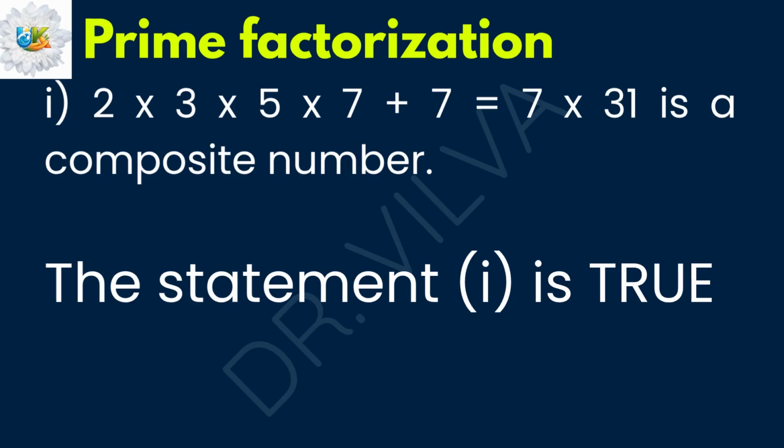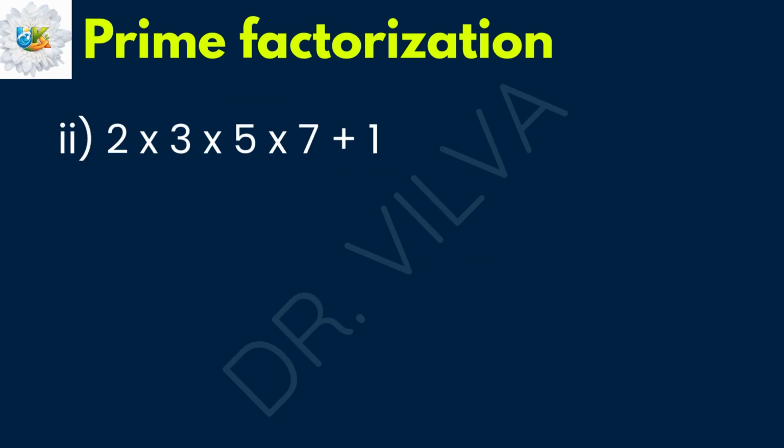Because this number can be expressed as a product of two prime numbers, that is 7 and 31, it clearly has factors other than 1 and itself. Therefore, it is absolutely a composite number. So, statement 1 is true.